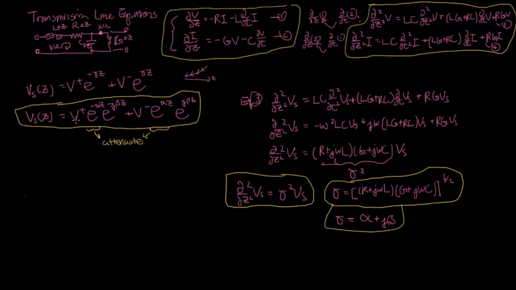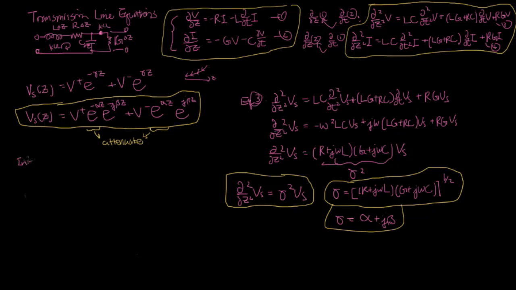So to take the instantaneous form, remember what we do is we multiply by e to the j omega t, and then we take the real part. So when you take the real part, everything that's e to the j something goes inside a cosine, and then everything that's not just goes outside of the cosine and turns into the amplitude.